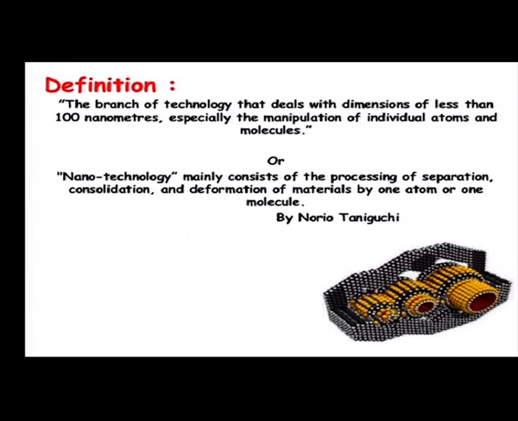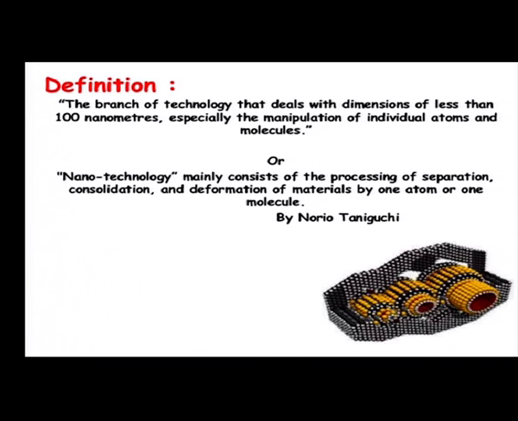You take a particle; the particle size should be less than 100 nanometers, where 1 nanometer is approximately equal to 10 power minus 9 meter. So, imagine what the dimension of 100 nanometers is. Therefore, nanotechnology is the branch of technology that deals with dimensions of less than 100 nanometers. Here, you manipulate individual atoms and molecules. When you manipulate individual atoms and molecules in the regime of less than 100 nanometers, a new kind of technology arises, and you call it nanotechnology.